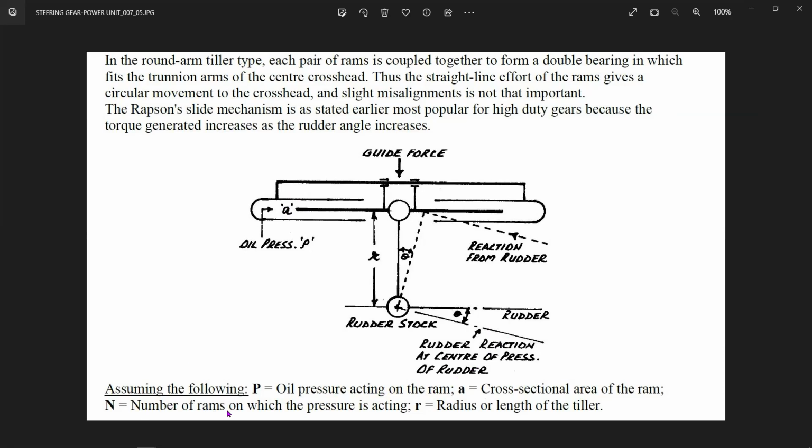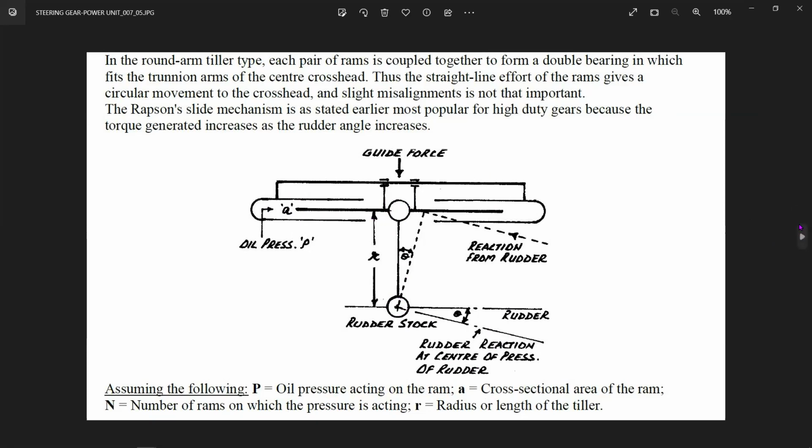N is the number of rams on which the pressure is acting. That means if you have two rams, N is two. If you have four rams, then N is four. And R is the radius of the tiller. That means the entire distance R is the length of the tiller, basically the distance between the rudder stock and the crosshead center.